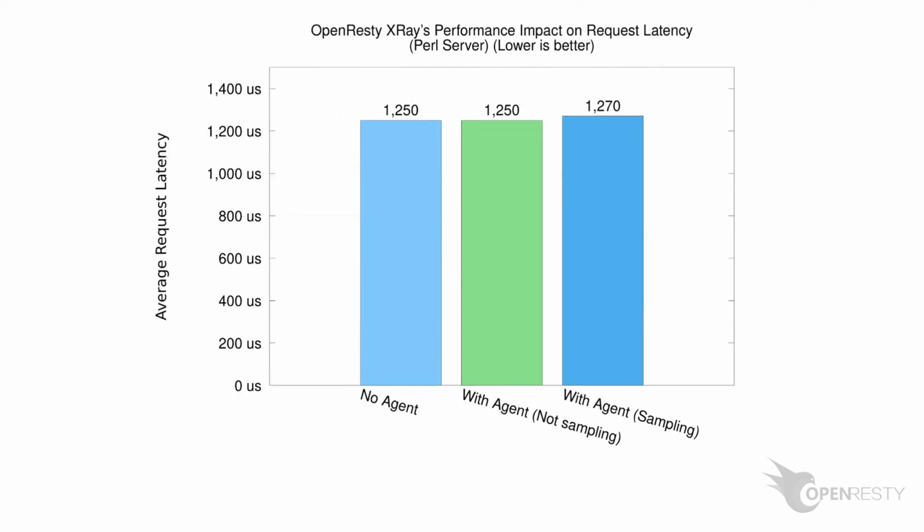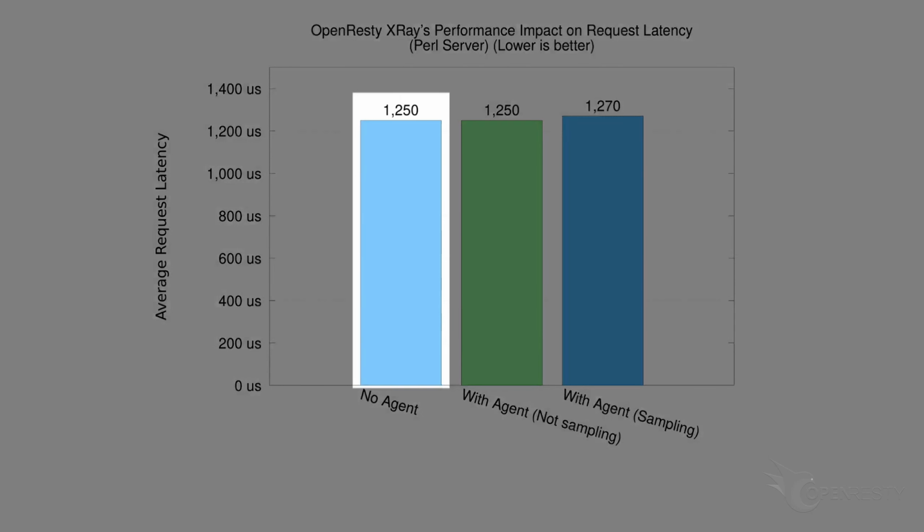Now, let's check out the benchmark showing the impact on request latency during the sampling process. This is what we found in comparison. Without installing the agent, the average request latency is about 1,250 microseconds.